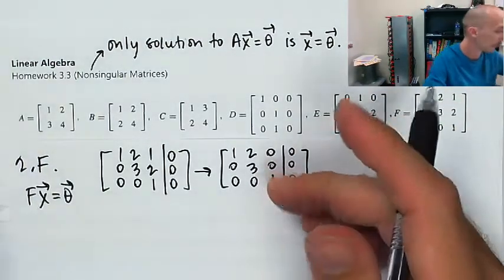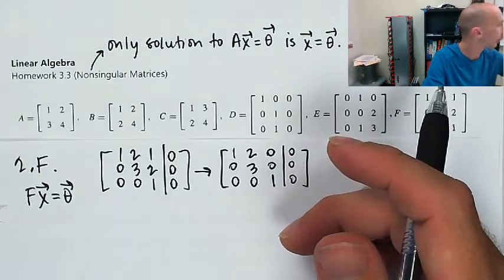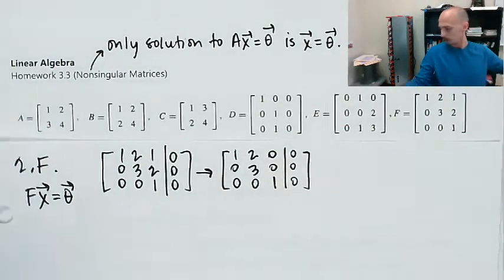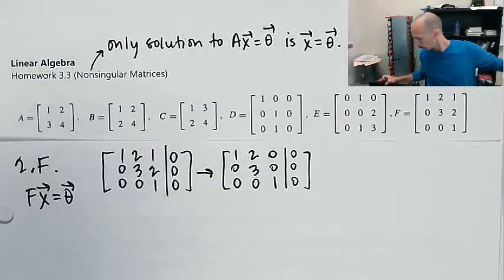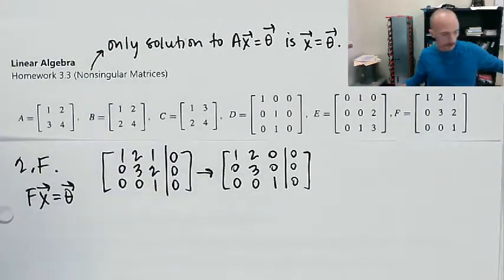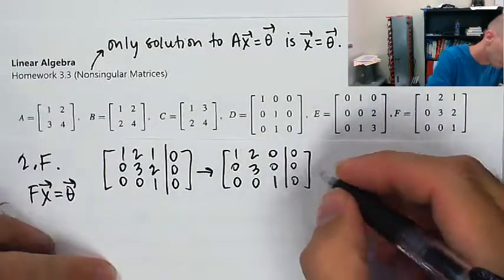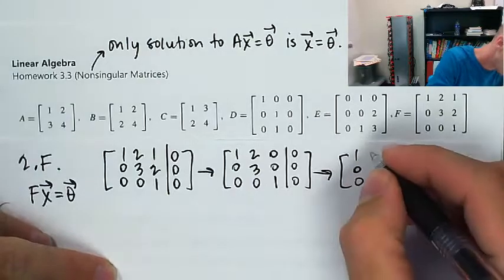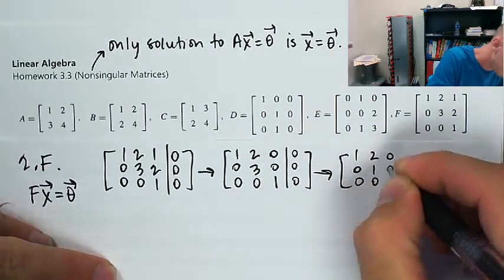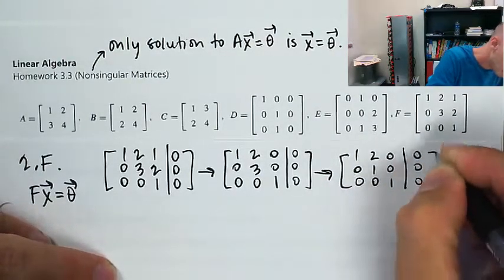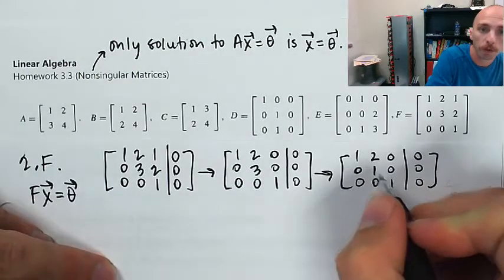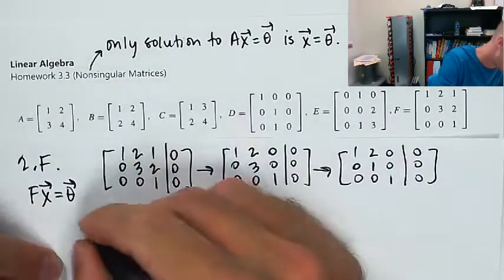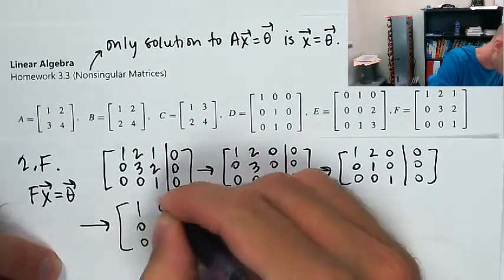Okay, then I'm going to divide this by 3. And in fact, if I can find my erasing thing, looks like I can't. So I'm going to write a new matrix. I'm going to divide row 2 by 3, and now I'm going to subtract 2 of row 2 from row 1 to get rid of that 2.